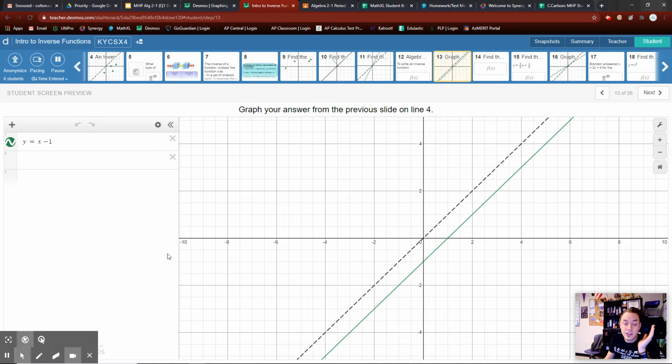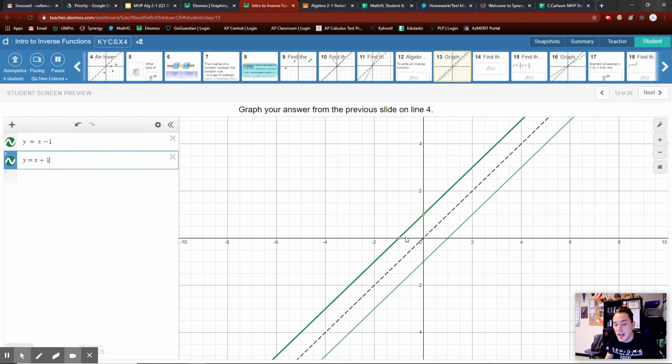Actually, no, you'll just graph that. So graph what you just got, and I'll just show you. This is x plus 1. So notice how it's literally reflective across. It's literally a straight reflection.